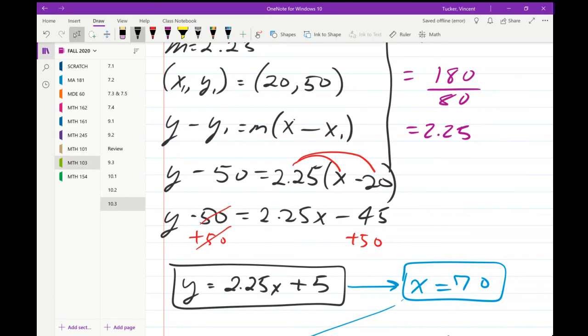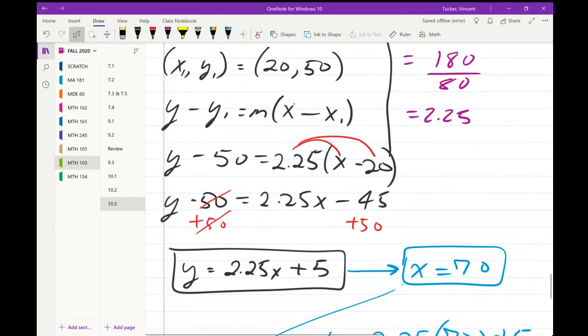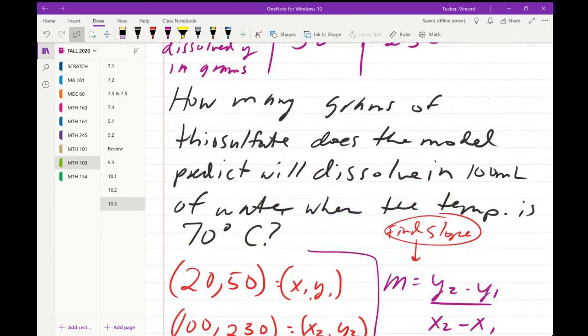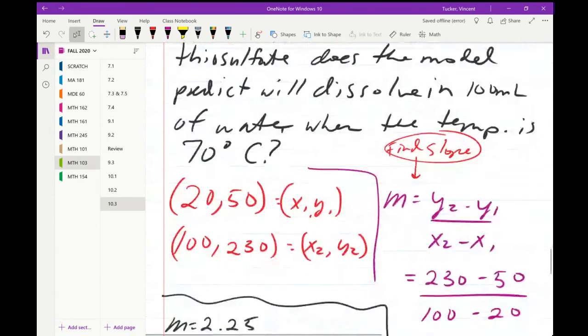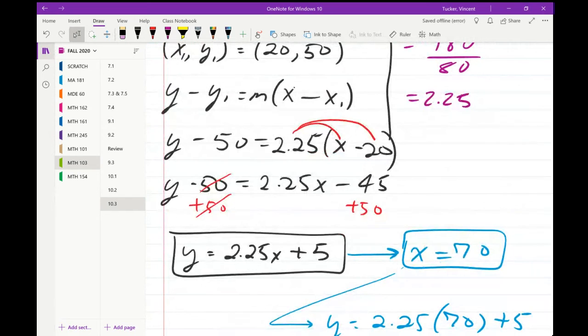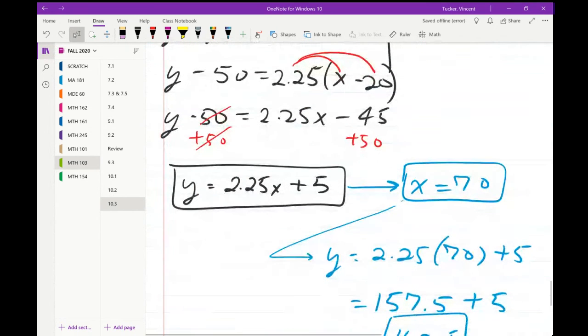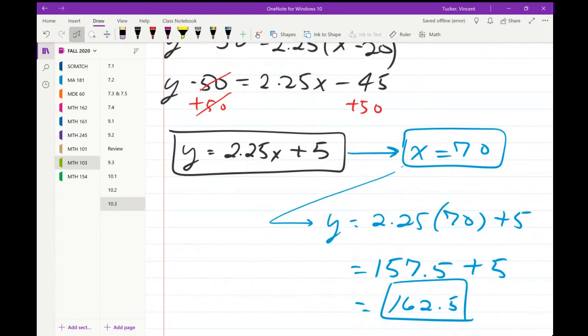All right. So now to finish off the problem, let's go back and see what they asked. How many grams of thiosulfate does the model predict will dissolve in 100 milliliters of water when the temperature is 70 degrees Celsius? So we're going to take the 70 degrees and plug it into the equation for x. So y equals 2.25 times 70 plus 5. 2.25 times 70 is 157.5. Then add 5, that'll be 162.5 grams.